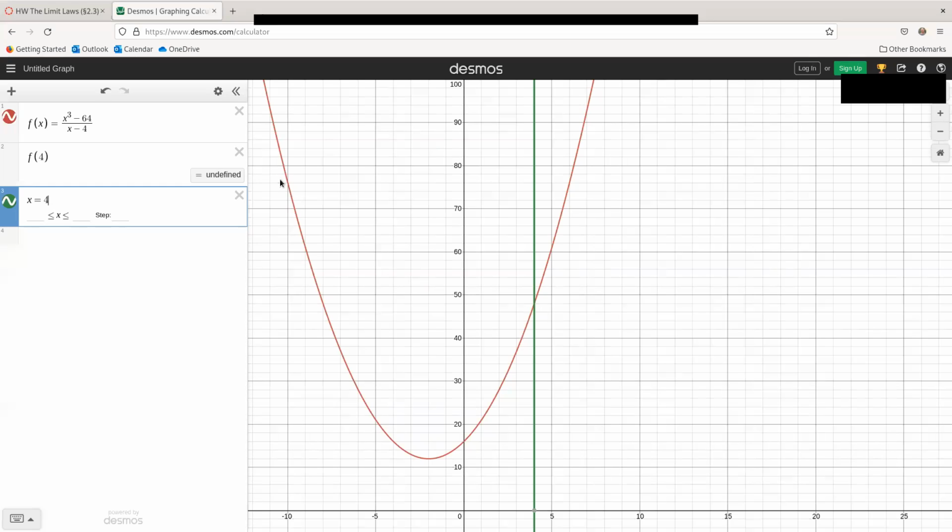Now, notice this rational function looks like a parabola, and essentially it is a parabola, but with a hole in it. It has a hole at the point (4, 48). But the original function doesn't exist there, it's undefined. So, did I prove my point with the graph? I think so. All right, let's try another.